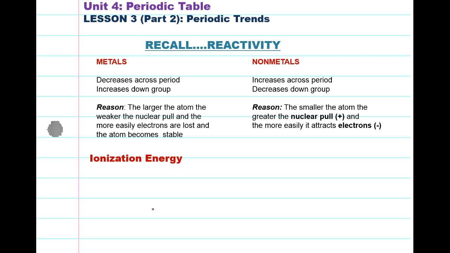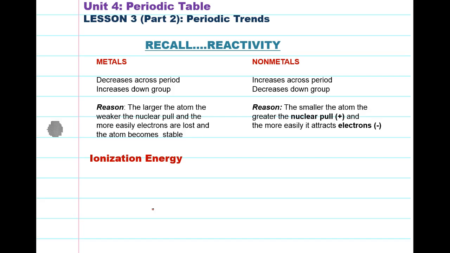Now, in a previous video, we talked about reactivity. The two major types of elements on the periodic table are the metals. The metals' chemical reactivity is going to decrease across the period but increase down the group. And the reason for that is the larger the atom is, the weaker the attraction between the nucleus and the electrons. So therefore the electrons are lost more easily, allowing the atom to become stable when it's interacting in a chemical reaction. Those are for the metals. Metals lose electrons to become positively charged.